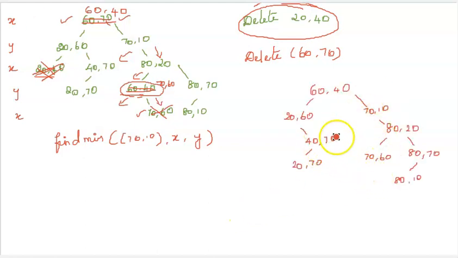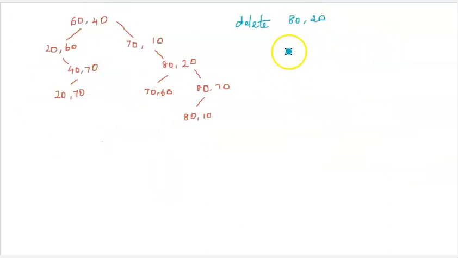So you can see the resultant tree with this 70 60. Okay, so now actual 70 60 is deleted. So this is going to be the result tree after deleting 60 70 from the root. So we have the changed tree here, and we are going to delete 80 20 now.